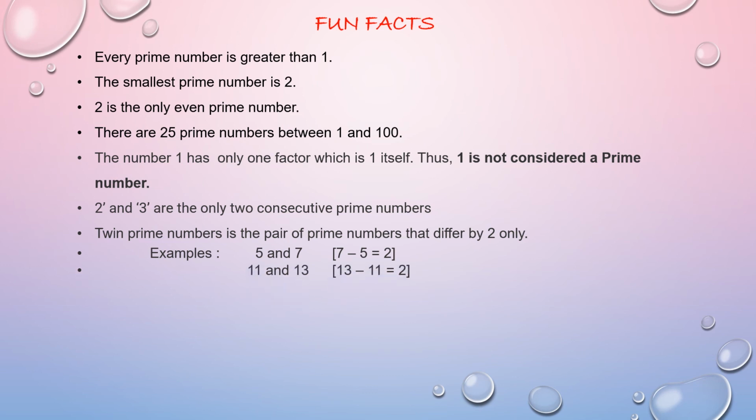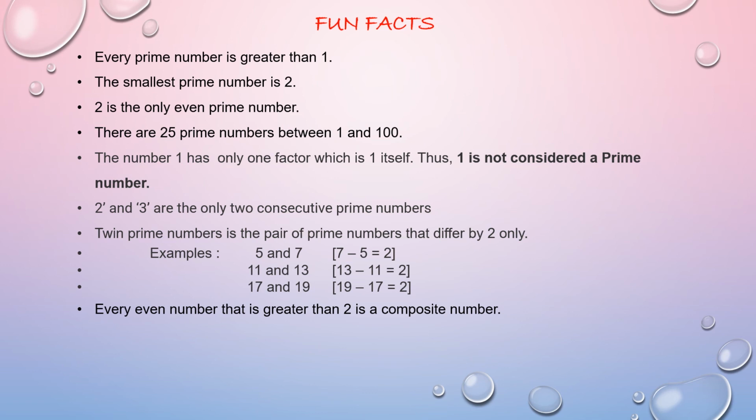11 and 13 are prime numbers. 13 minus 11 is 2. 17 and 19 are prime numbers. 19 minus 17 is 2. So you have prime numbers that differ by 2 called twin primes. Every even number that is greater than 2 is a composite number. And the smallest composite number is 4.